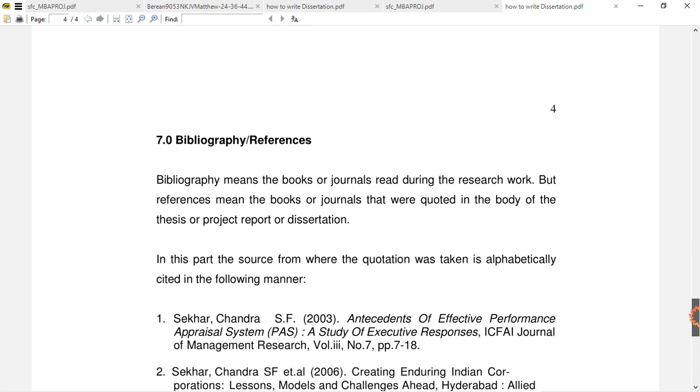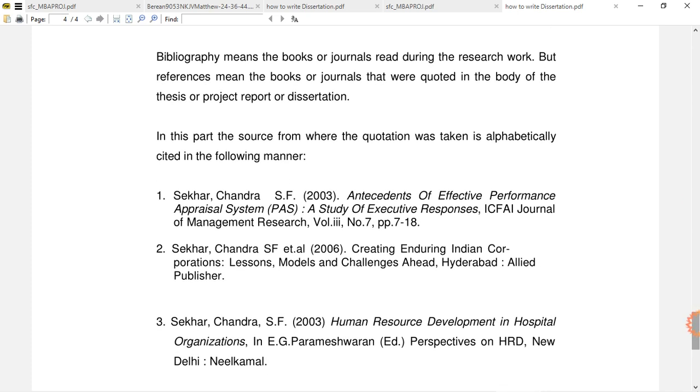And then bibliography. I've already told you how to present the bibliography or the references. Bibliography refers to the books and journals that you had read but not quoted. References mean the books and journals that you have quoted in the main body of the project report. Now, how do you write it? APA style, I've already shown you that. Second name first, then first name initials, year of publication in brackets, title of the article, journal name, then volume number, issue number, page numbers. This is how it would go.